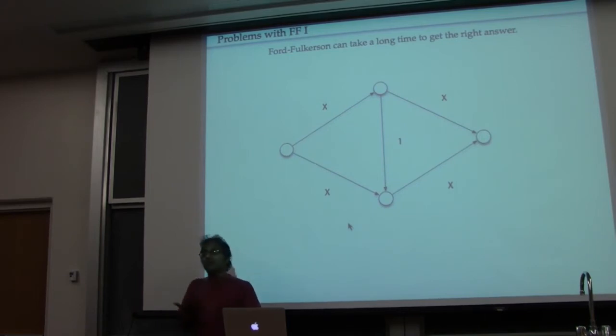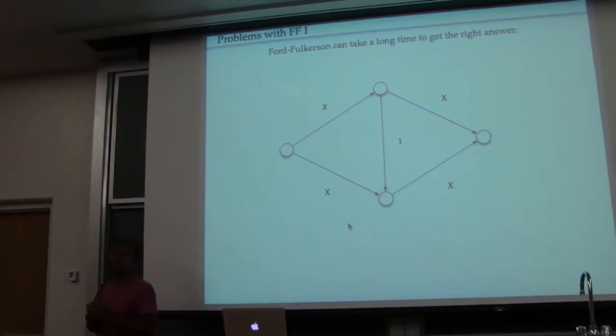So that's one issue with the Ford-Fulkerson algorithm. It is very inefficient because of its arbitrariness and the way it chooses edges, that can take a very long time. There's another issue that's even more annoying that relates to the actual numbers themselves.